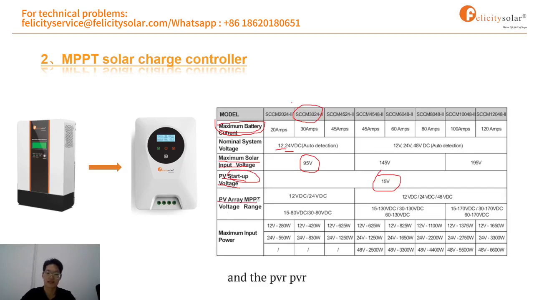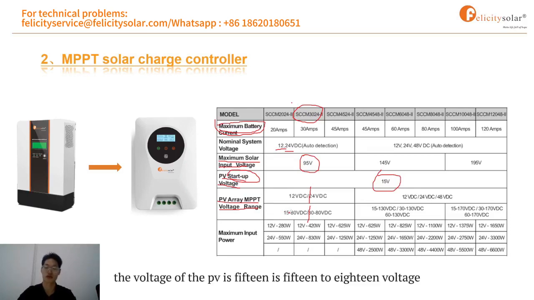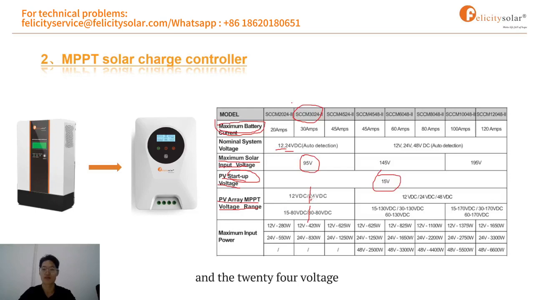And the PV MPPT voltage range. There's two parts, the 12 voltage system and the 24 voltage system. For the 12 voltage DC system, the voltage of the PV is 15 to 80 voltage. In the 24 voltage battery system, the voltage of the MPPT of the solar will be 30 to 80.